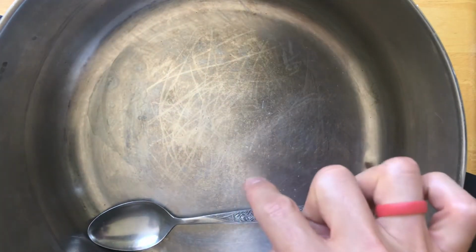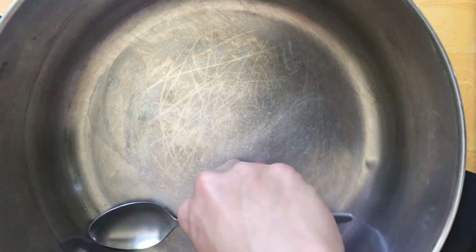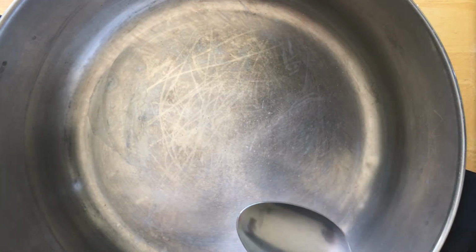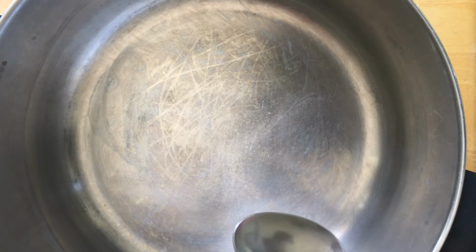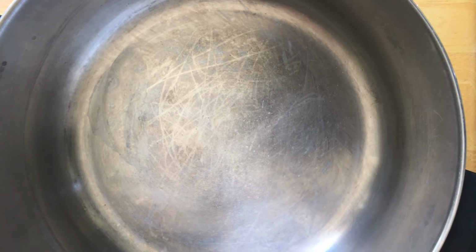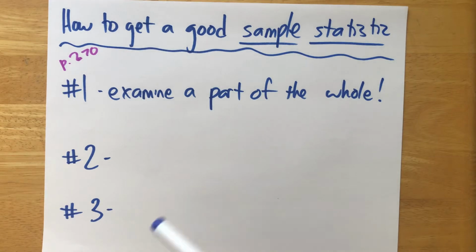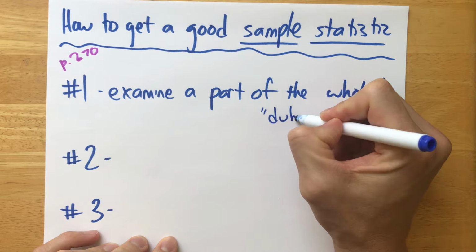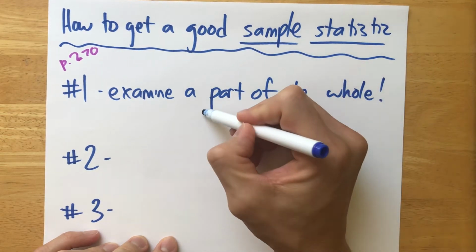If I wanted to see how my pot of chili tastes, I would take my spoon and I would sample this pot of chili. I would not go over to my neighbor's and sample his or her pot of chili, or the chili from my grandma, or the one my little sister made, right? If I want to make a claim about this chili right here, I would sample this one. So it's kind of like duh, right? You examine a part of the whole you're trying to make a claim about. So I'm going to write a little duh.